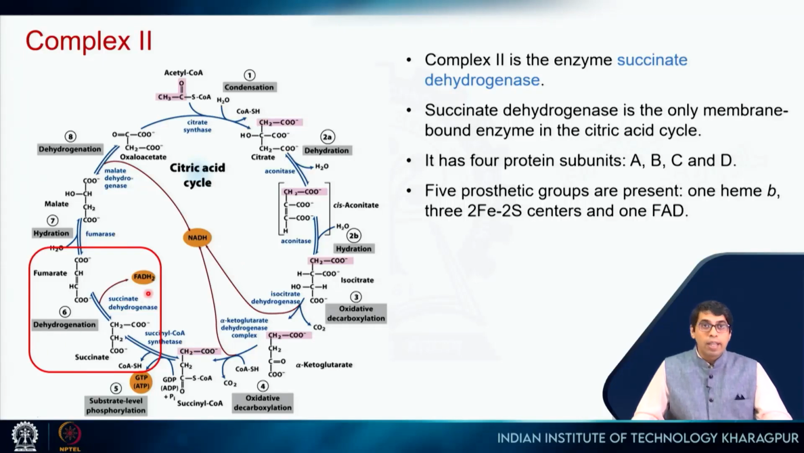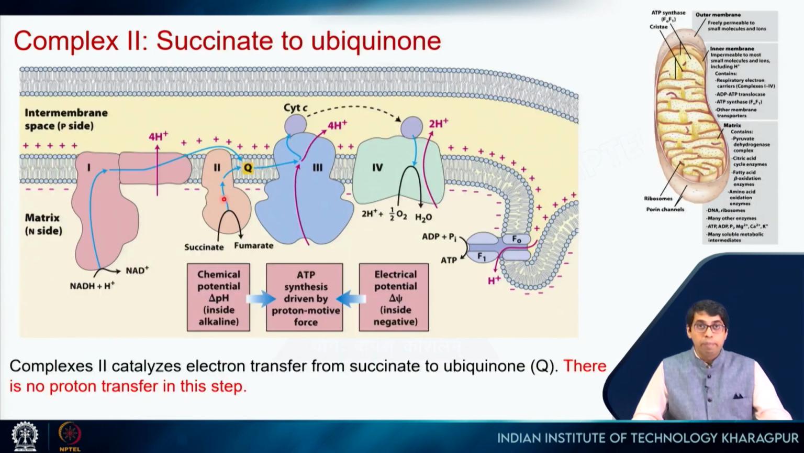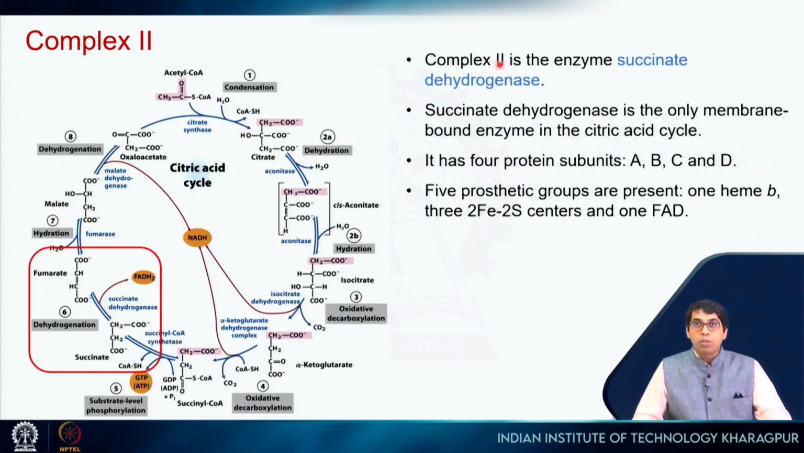So this is succinate dehydrogenase. We have seen this in the citric acid cycle. As mentioned earlier, it is a membrane bound enzyme complex. Complex 2 is the enzyme succinate dehydrogenase. It is the only membrane bound enzyme in the citric acid cycle. It has 4 protein subunits, A, B, C and D, and it uses 5 prosthetic groups: 1 heme B, 3 iron sulfur centers and 1 FAD.